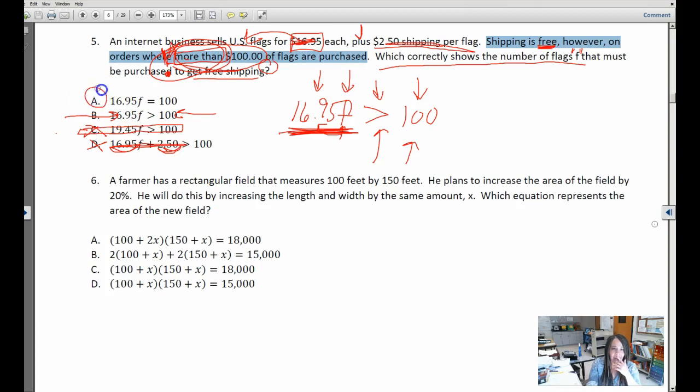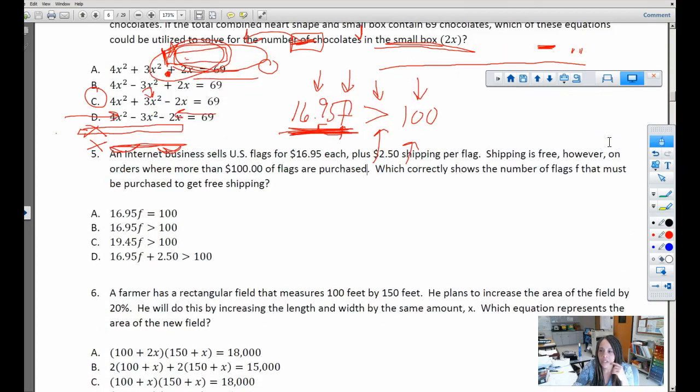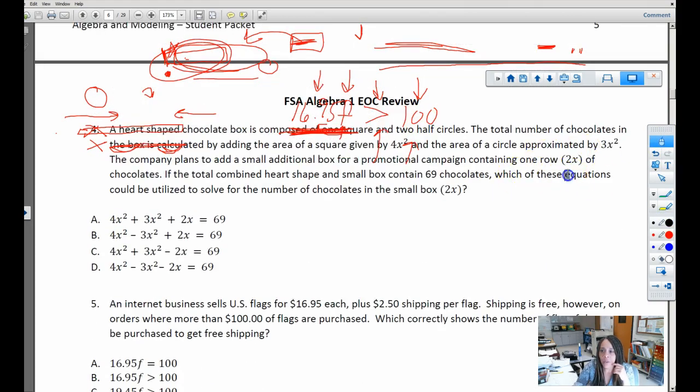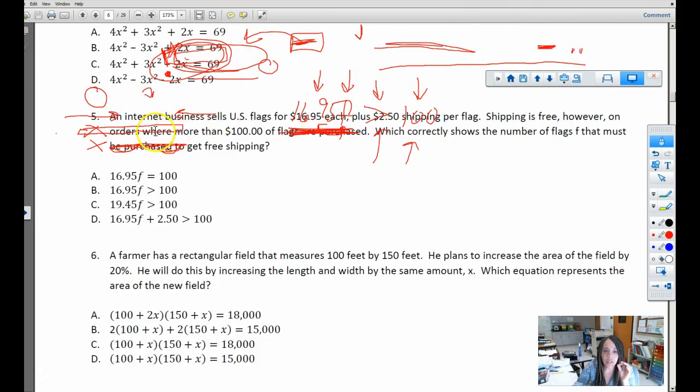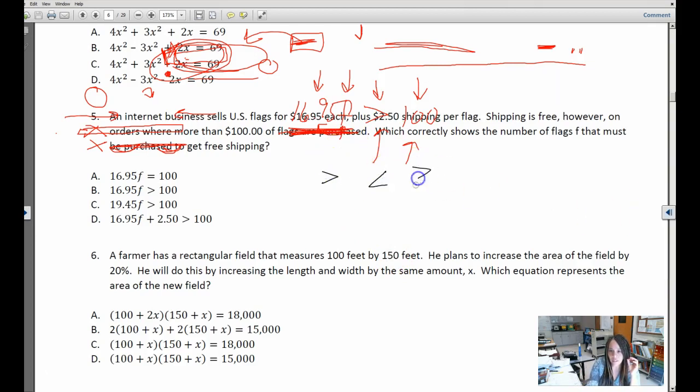And here, A is very similar to B, but they used an equality sign. They said $16.95 times how many flags equals 100. But we had this super big deal about more than. All right, you got to pay attention to that. In the last problem, remember, we talked about an inequality. Let me scroll up to remind you. In the last problem, we talked about which of these equations is going to have an equal sign. More than is going to be an inequality. It's going to be something like greater than, less than, greater than or equal to, or less than or equal to, when you see more than, less than, any of those.